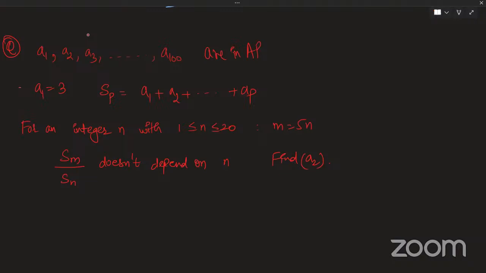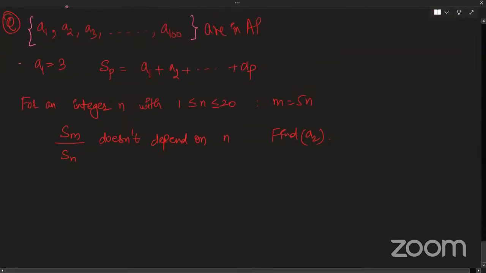So, can anyone explain? See, basically what is happening is A1, A2, A3, like that, I have 100 numbers in AP, okay? 100 numbers in arithmetic progression. Fine. Till here, everyone has understood, right? Like that we have 100 numbers in arithmetic progression.